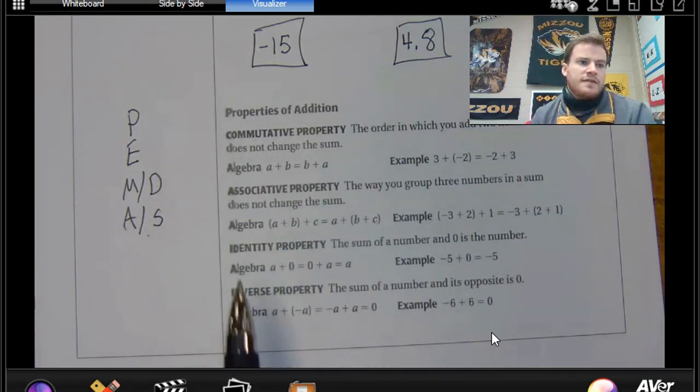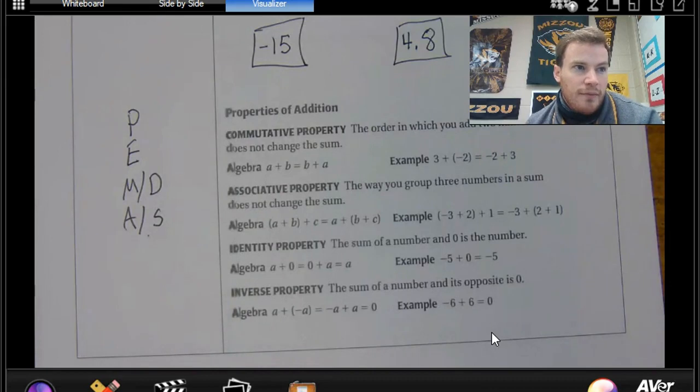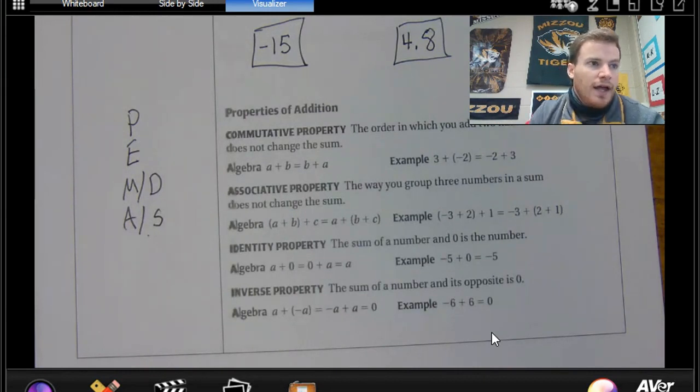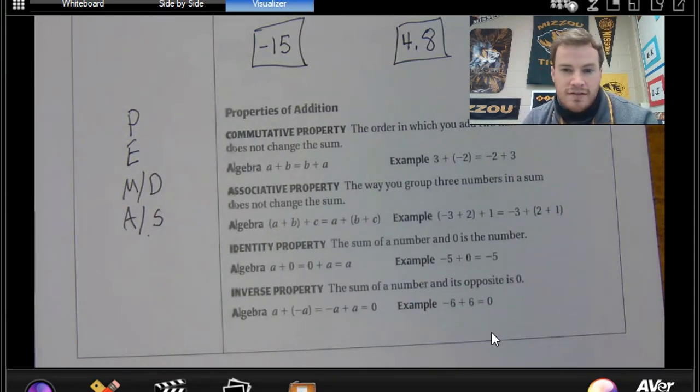Associative property says the way you group the three numbers in the sum does not change the sum. And this is when you're all adding. Identity property, the sum of a number and 0 is the number, okay? So you add 0, you get the number. Inverse, the sum of a number and its opposite is 0. So 6 and negative 6, when you add them together, is 0.